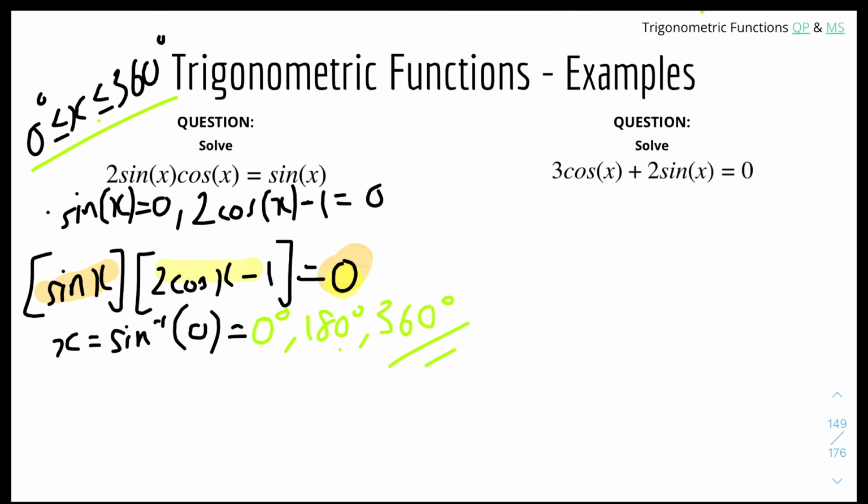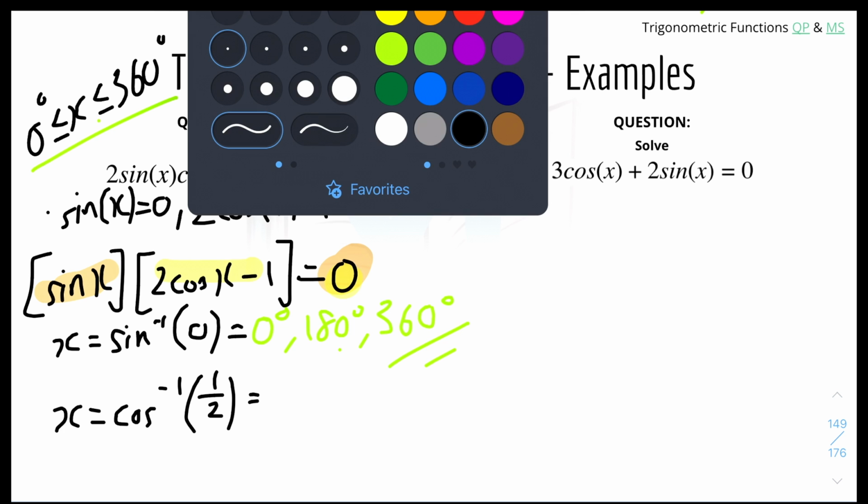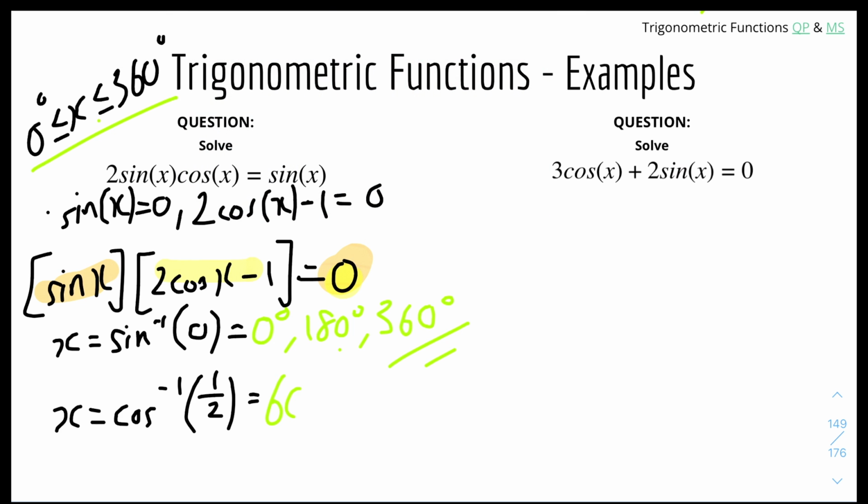So for the second function, it will be x equals cos inverse 1 over 2. And if you put 1 over 2 into a calculator, you will get 60 degrees, like so. And then to get the second answer, you do 360 degrees minus 60 degrees, which is 300 degrees, like so.